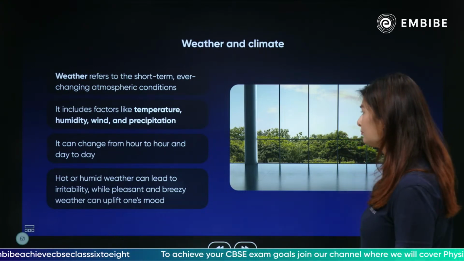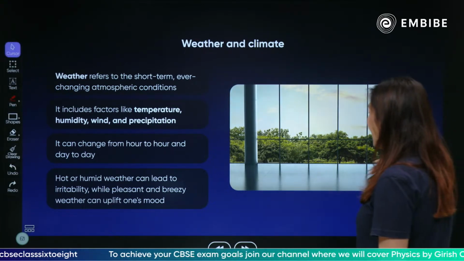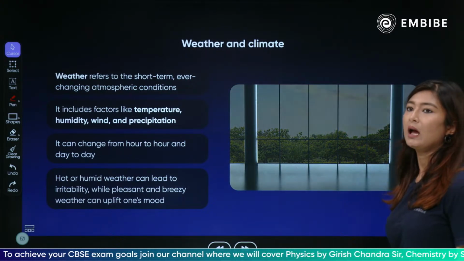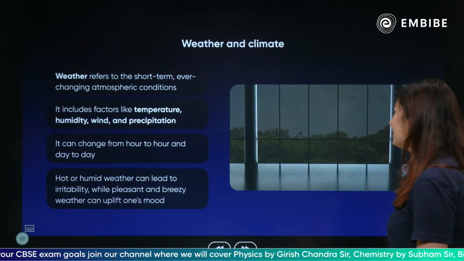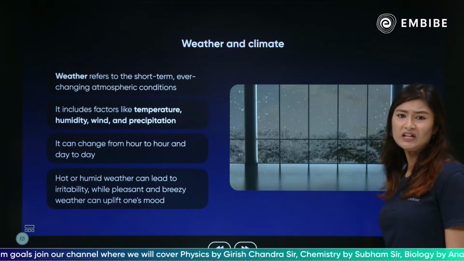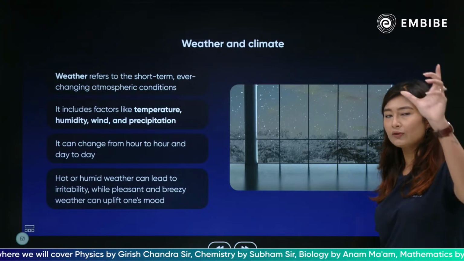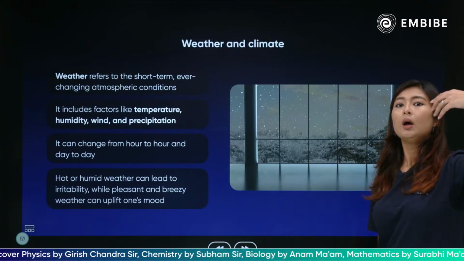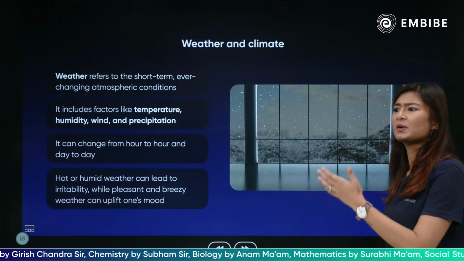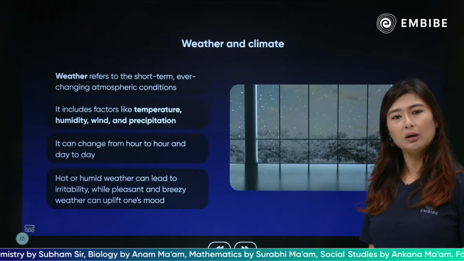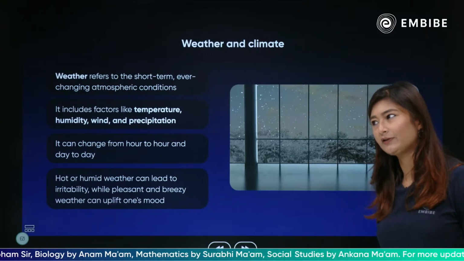Now guys, you may have heard people saying, hey, the weather is very nice today in the morning. And by the evening, they might have said, the weather doesn't feel so good. Why? Because there has been a certain shift from what it was during the beginning of the day to what it has become by the end of the day. So how come it changed from morning to evening?